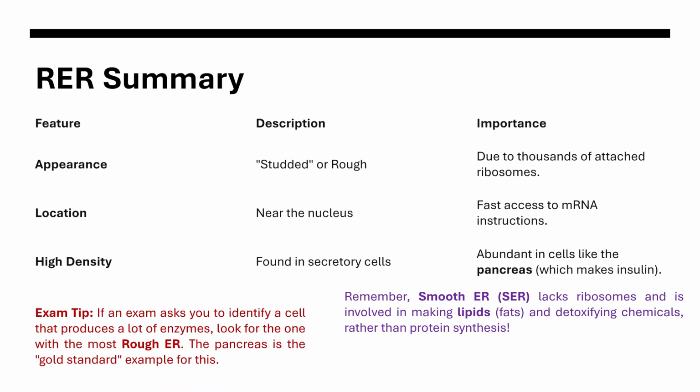Finally, here is an exam tip for you: if you are asked to identify a cell that produces a lot of enzymes, look for the one with the most rough endoplasmic reticulum. The pancreas, for example, is the gold standard for producing a lot of enzymes. It means it has the most rough endoplasmic reticulum.